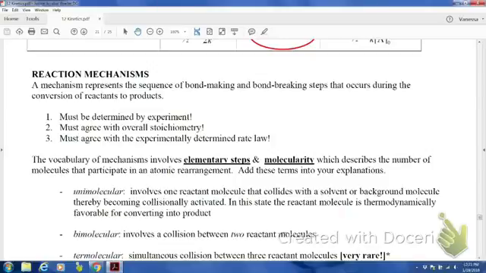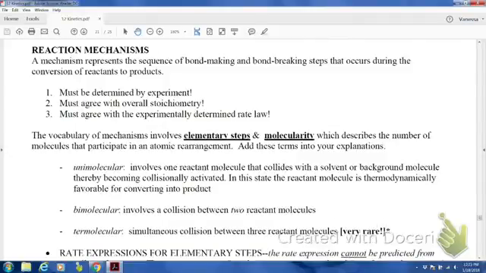So before we do that, we need to talk about some of the vocab that we need to take care of, and that is the elementary steps and molecularity. A mechanism represents the sequence. What we see as a balanced equation, again, is the overall part, okay? It must be determined by experiment, and it has to agree with the overall stoichiometry, and it must agree also with the rate law, okay?